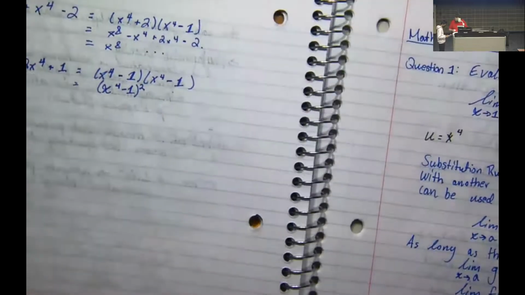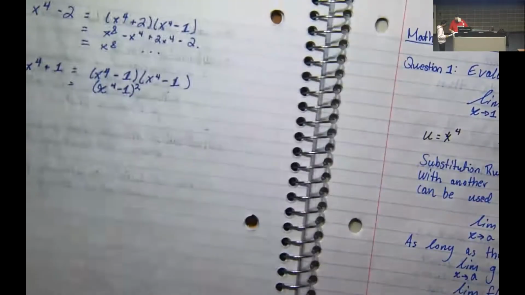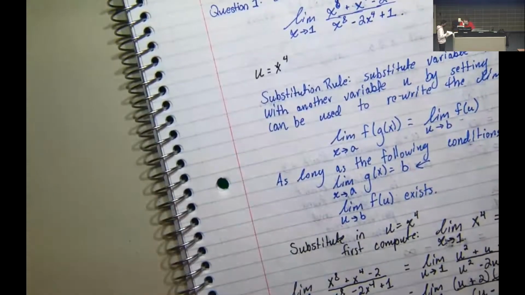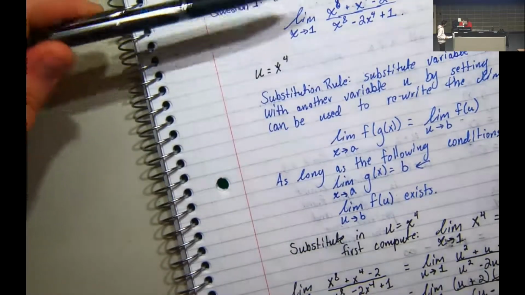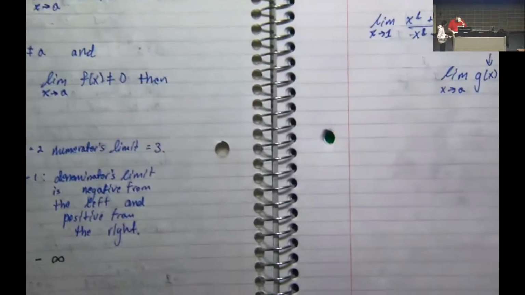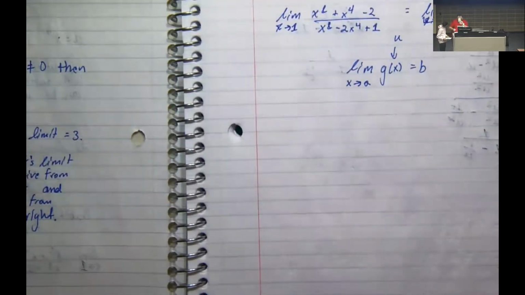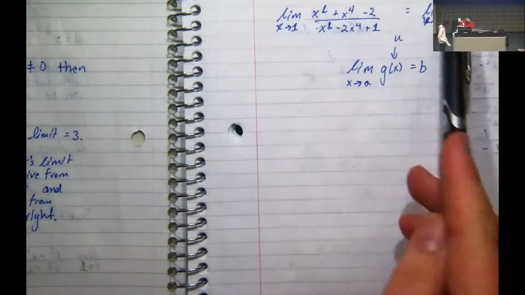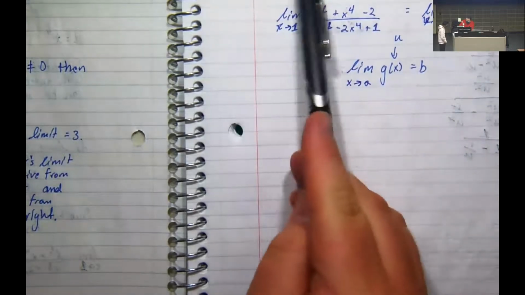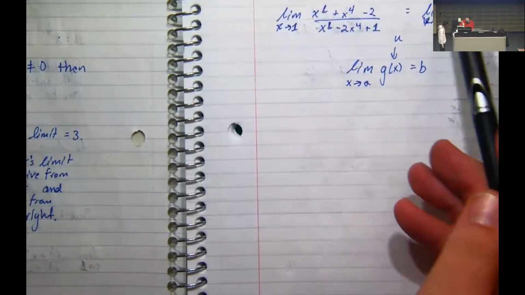Okay, and the first one. Why can't we divide on the first one? So you're saying if we were to divide it. There it is, okay. So in this case, x is going to 1. So these denominators are not going to 0.